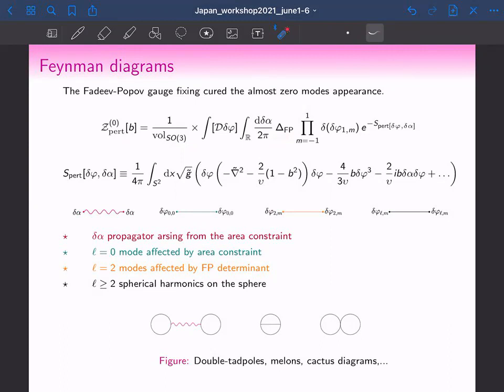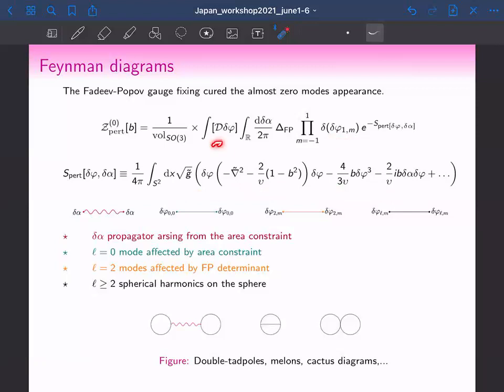So we add this delta Faddeev-Popov. And we add this constraint that we put the three L equal to 1 modes to 0. And putting the three L equal to 1 modes to 0 essentially lifts the fact that we had almost 0 modes. It was exactly the L equal to 1 modes that were our almost 0 modes. So they're gone. Now, to some extent, we're in business again, because this action does not have any almost 0 modes anymore, because the L equal to 1 modes have just been set to 0.